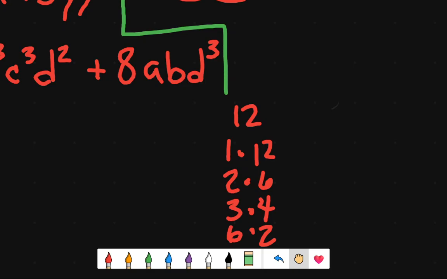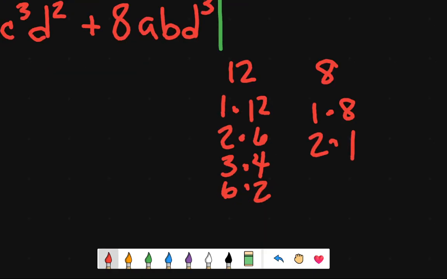All right, the factors of 8. Factors of 8: 1 times 8, 2 times 4, 3 times nothing will give us 8 if we're talking about just whole numbers. 4 times 2 we already have. 5, 6, 7, 8. So we have all the factors.